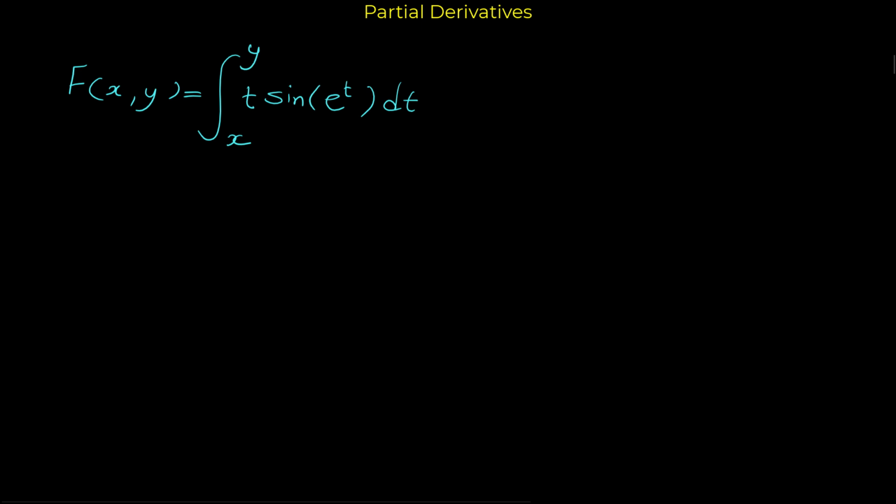Now look at this strange function. The function is given as an integral. F is the integral of t sine of e to the t dt from x to y. This function f has two variables, x and y. So basically, immediately we find that we have to find the partial derivative of f with respect to x and the partial derivative of f with respect to y because it has two variables, as you can see here.